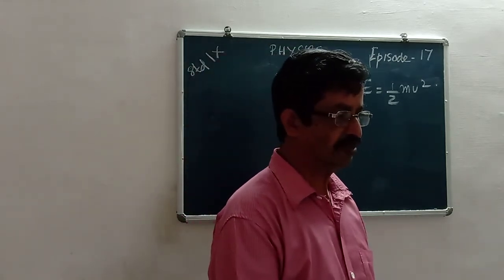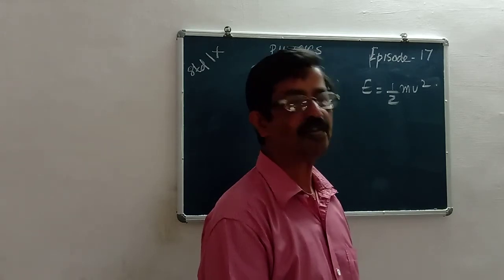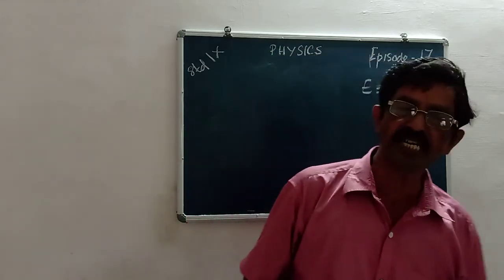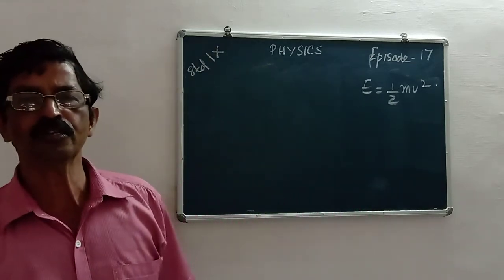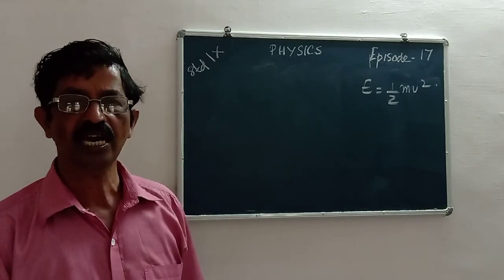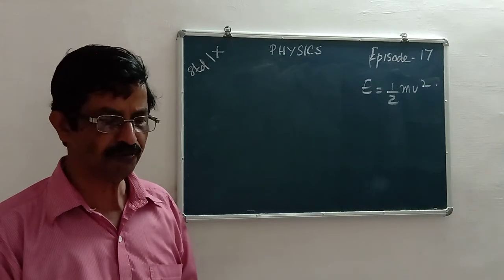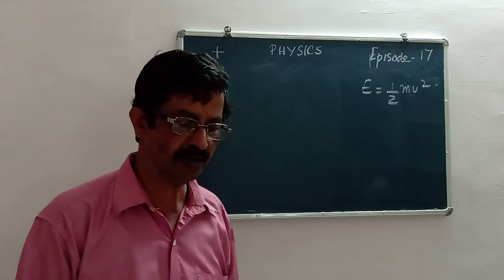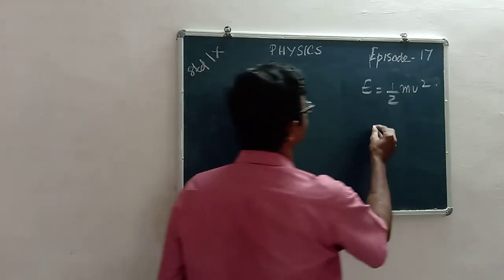Now another question. Write an expression for the kinetic energy of an object. We know kinetic energy is the energy possessed by a body due to its motion, and the expression for it is E is equal to half m v square. Now, question number three.